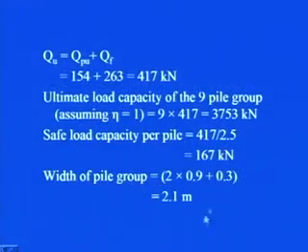So first we will find out the width of the pile group. That is 2 into 0.9, which is the spacing, because you have seen that it is 9 piles put in square form. So there are 3 piles in each row and there are 3 rows of that kind. So the width of the pile group will be, since there are 3 piles, 2 times the spacing plus half of the diameter from one side and half of the diameter from another side. So that will become 1 diameter, which I am adding here. This will result into 2.1 meter.